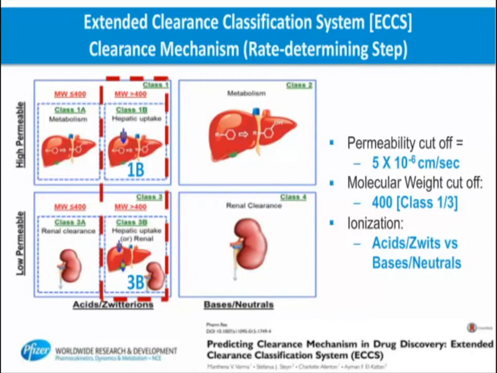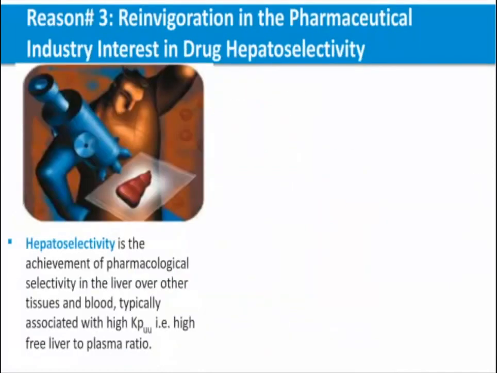Now, what we have observed in addition to all of these things, which is the first one, is the changes in the chemical space that are ending up with changes in disposition, and changes in our understanding of clearance and how to calculate it and put it in perspective. You are seeing a lot of pharmaceutical companies, especially in Cambridge as well as San Francisco, that are very interested in the concept of hepatoselectivity. So why don't we define this concept? It's basically the achievement of pharmacological selectivity in the liver relative to other body organs as well as systemic exposure. Typically, this is defined by compounds that will have high Kpuu, which stands for high free liver to plasma ratio.